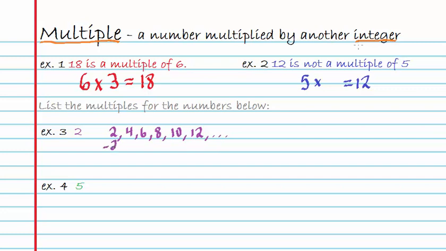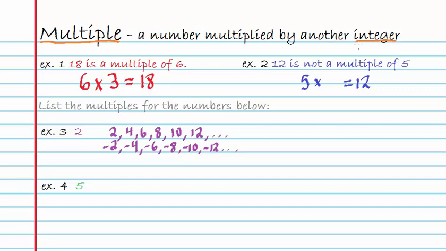Each one of these has a negative that corresponds with it. So 2 times negative 1 is negative 2. 2 times negative 2 would be negative 4. 2 times negative 3 is negative 6. And as you can see, each one of the positive multiples has an opposite negative multiple. So we could continue this list infinitely as well. So these would be the list of multiples for 2.